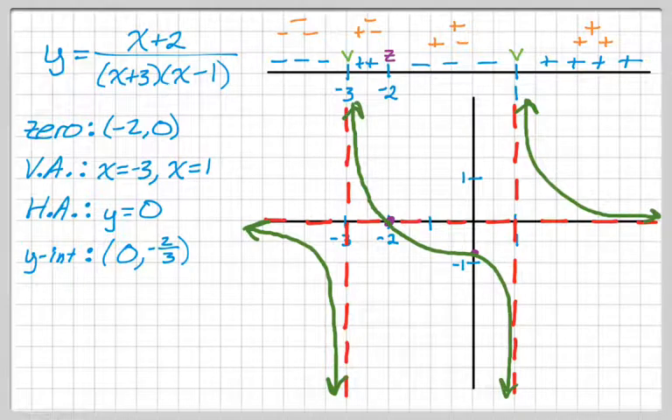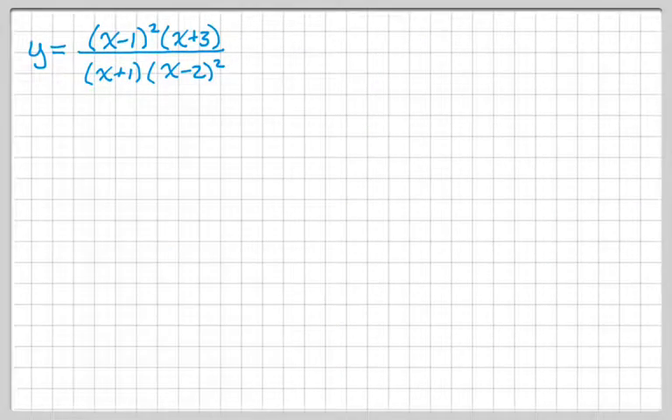So let's take a look at one more. Here I have, it's kind of complicated, the quantity x minus 1 squared times x plus 3 over x plus 1 times the quantity x minus 2 squared. So we will find the zeros. If you do this enough, you just know what to do. So I have 1, 0, and then I have negative 3, 0.